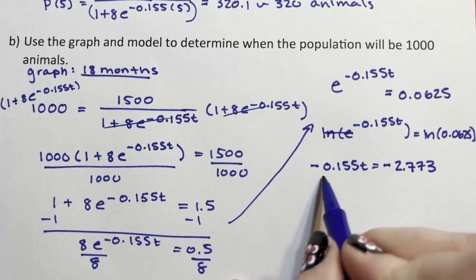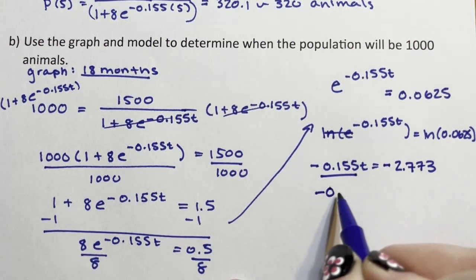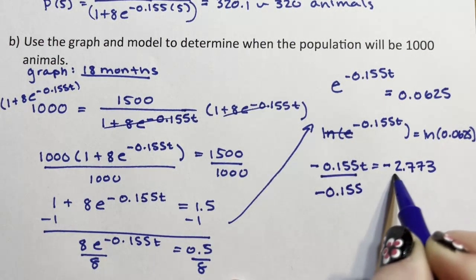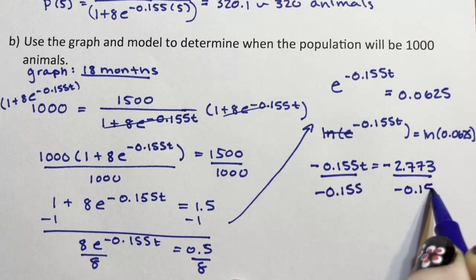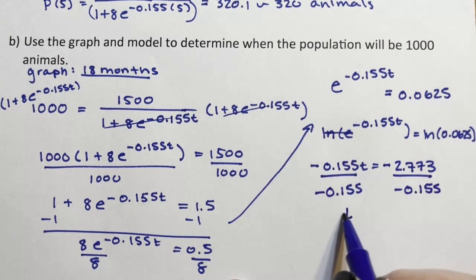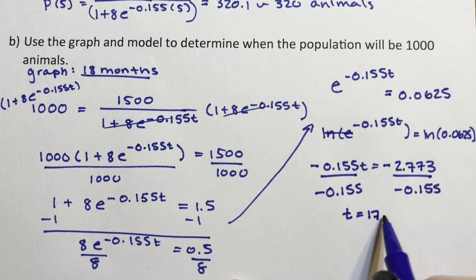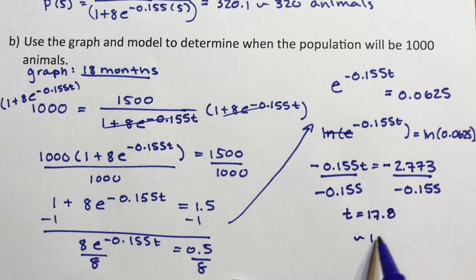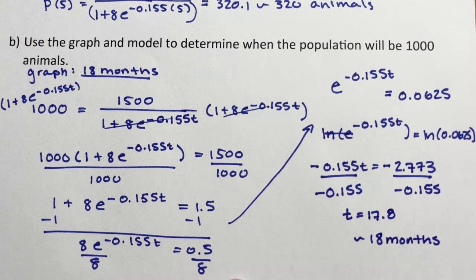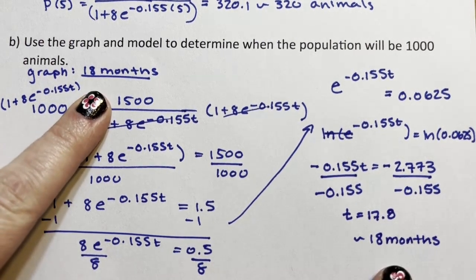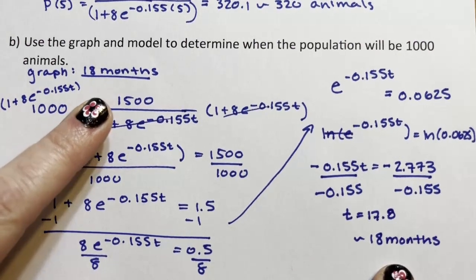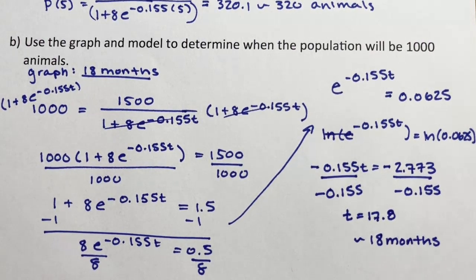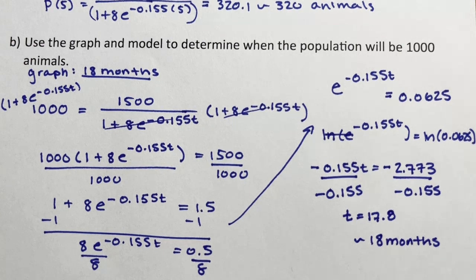This is multiplication, so I'll divide by negative 0.155. And I will get that t is equal to 17.8, or I could round this to 18 months, which, if I look back over here, is very similar to what the graph gave, which tells me I probably did all my algebra correctly, which is always nice to have that confirmation.